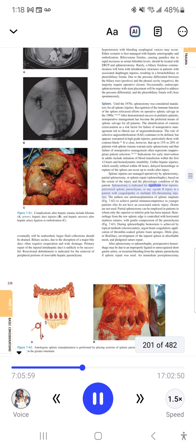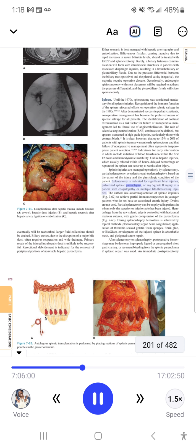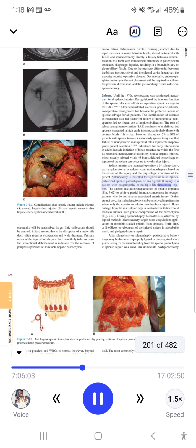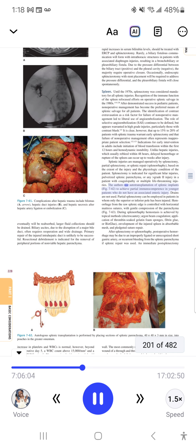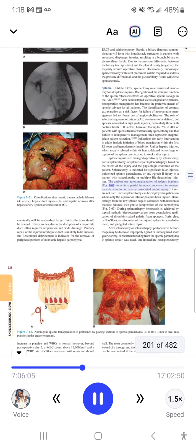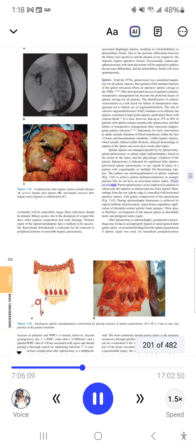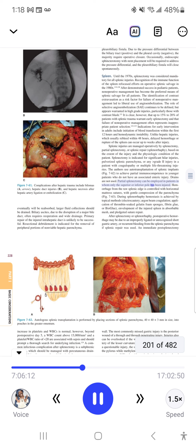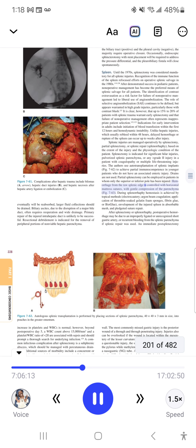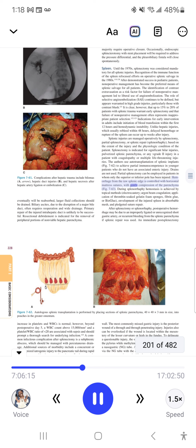Splenectomy is indicated for significant hilar injuries, pulverized splenic parenchyma, or any grade II injury in a patient with coagulopathy or multiple life-threatening injuries. The authors use autotransplantation of splenic implants (Fig. 762) to achieve partial immunocompetence in younger patients who do not have an associated enteric injury. Drains are not used. Partial splenectomy can be employed in patients in whom only the superior or inferior pole has been injured. Hemorrhage from the raw splenic edge is controlled with horizontal mattress sutures, with gentle compression of the parenchyma.